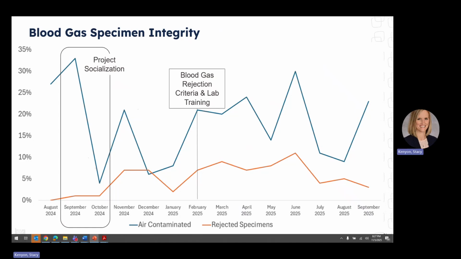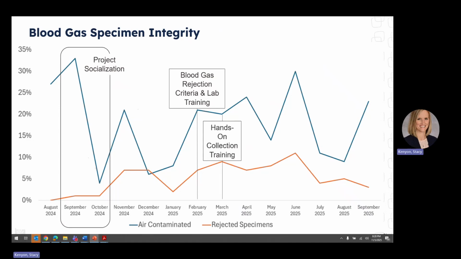As you can see, there is significant variability between months in the percentage of specimens with air contamination. In the very beginning, after we identified this as a potential initiative during what I call the project socialization time period, we see a decrease in the percentage of specimens with air contamination. However, this decrease was not maintained. As you can see in the intervening months, before any interventions were made, there was variability in the percentage of blood gas specimens that had air contamination.